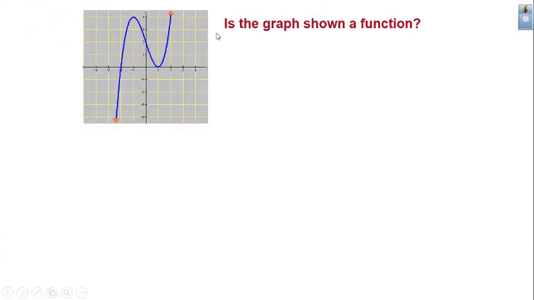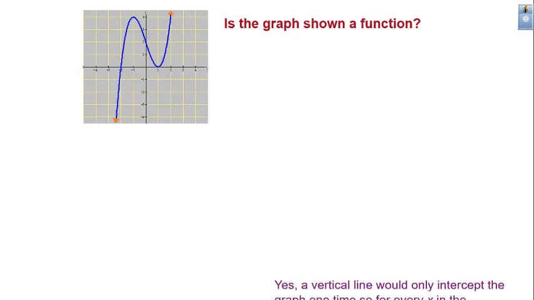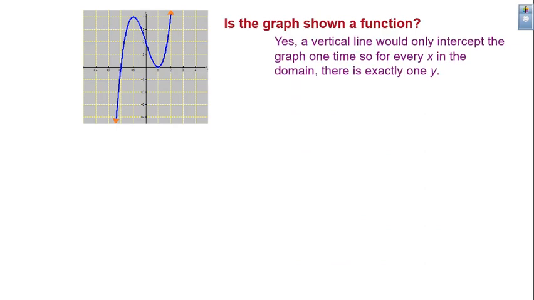So let's go on to analyze a little bit about what the graph of a function looks like. So is the graph a function? Yes. Wherever I draw a vertical line, anywhere on this graph, it would only cut it once. So that's a function. What is f of 0?